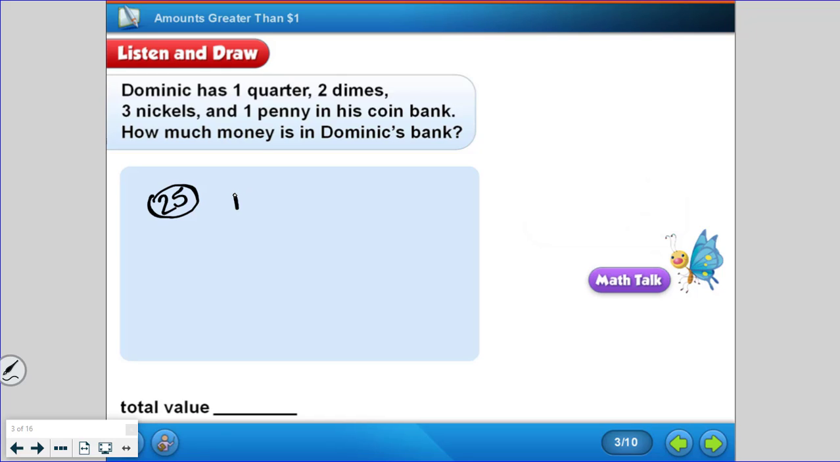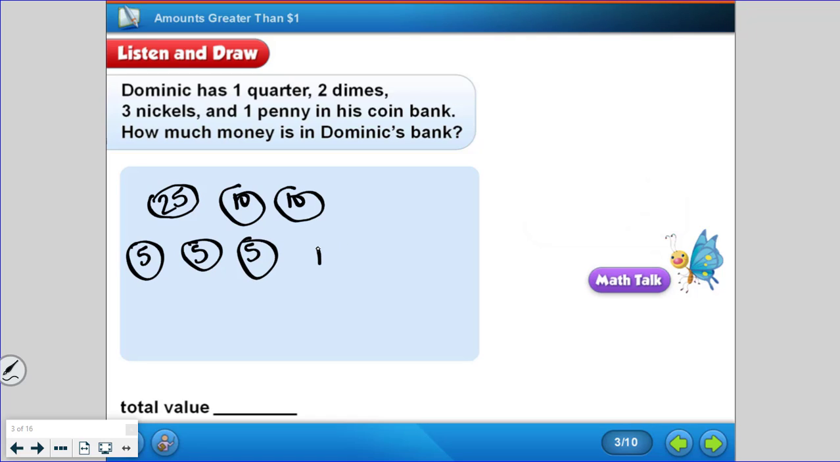And 2 dimes, so that's 10 and 10. And he has 3 nickels, so each nickel is 5 cents. So 5, 5, 5. Okay. And he has 1 penny. So I want you to pause your video and see if you can figure out what the total value of Dominic's coins are.